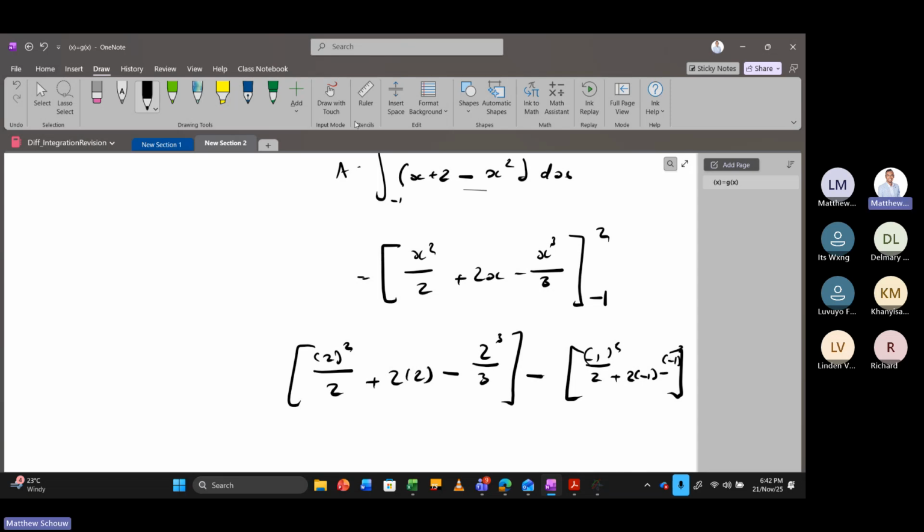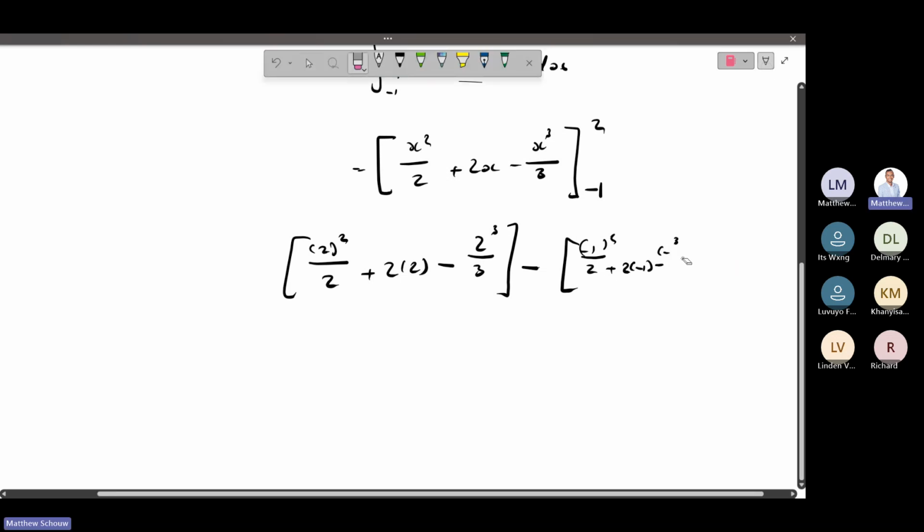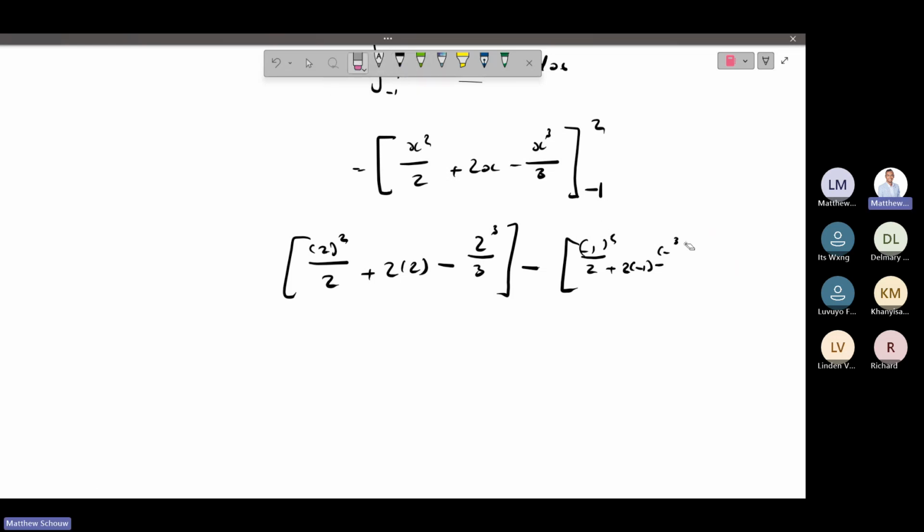Let me just bring that up here, make it bigger. Divide that by... here we go. I'm just substituting that in now. That's going to be negative. What is it again? -1 cubed divided by 3. All right. And then we must take that answer minus that and that.